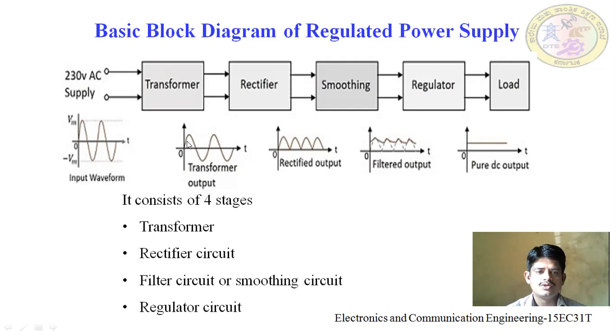Okay, so is it a DC? No, it is still in the form of AC, but it has a lesser voltage. Now the next step is giving it to the rectifier. So what is the function of a rectifier? A rectifier is a circuit which converts alternating current to direct current.